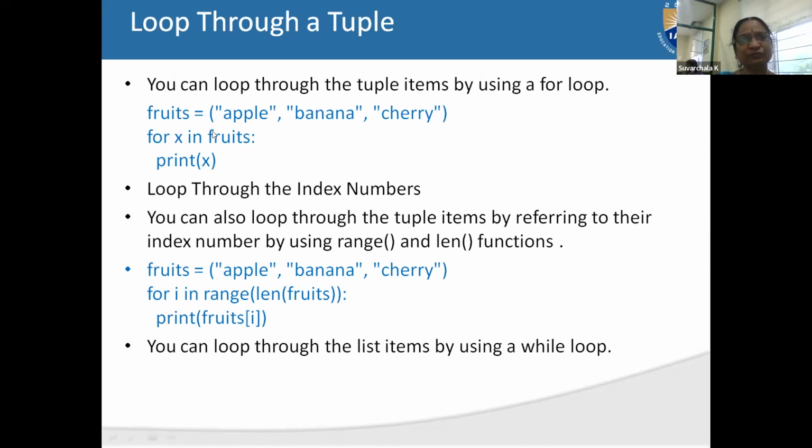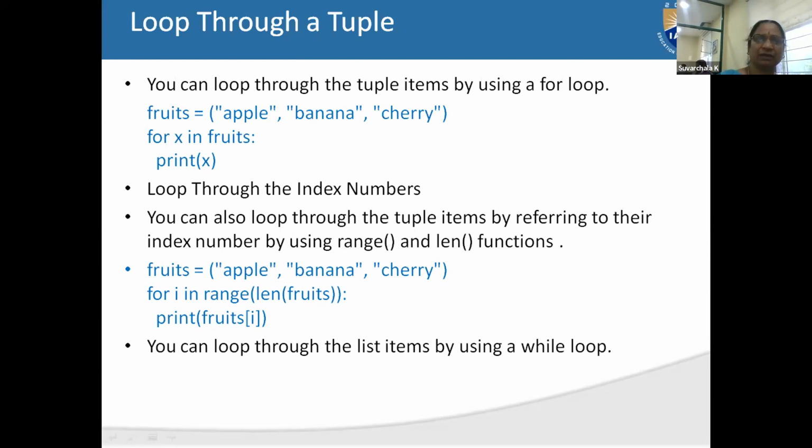Like in lists, we use for. Similarly, you can use for with tuples. Each element can be accessed by using a for loop, as well as by using a for loop with range and the length function. That is, by using indexing also you can access elements, or you can access elements by using a while loop also. Understand? Now observe the first one, what we are doing here.